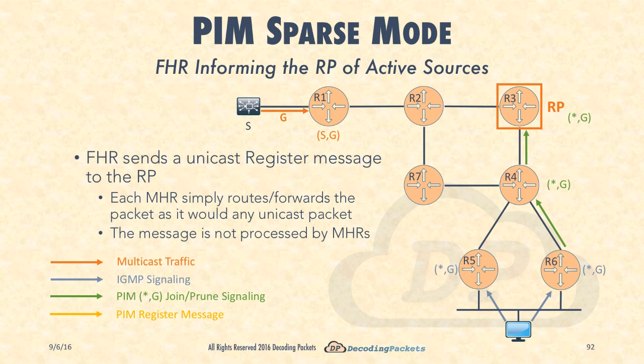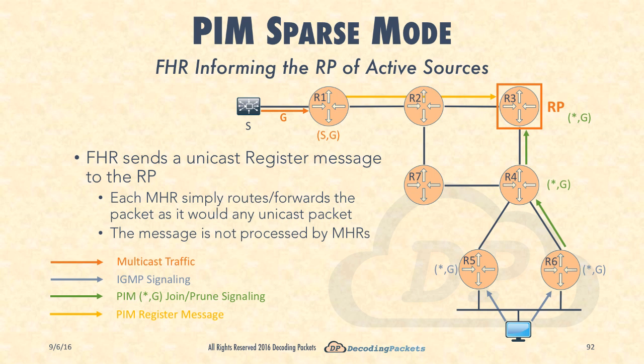So here we go. This is the state of our tree so far. We have a source that has signaled the FHR. We have a receiver that has signaled the LHR. The LHR has also built a star comma G tree, or an RP tree, all the way to R3, which is the RP. So next, the FHR is going to send a unicast register message to the RP. So here goes that message.